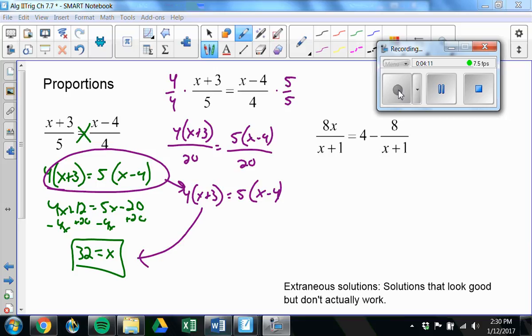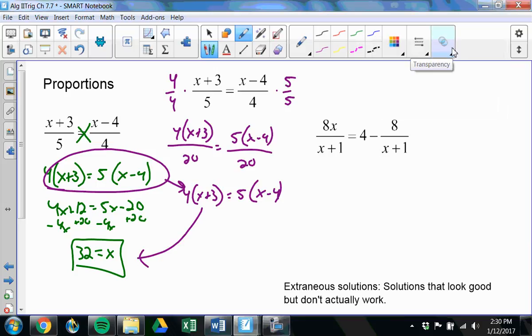Okay, this next one is going to have what we call an extraneous solution. An extraneous solution is a solution that, when you solve, comes out and looks good but doesn't actually work. It often happens if you have a quadratic or a square root when doing problems like this. And I think I pulled this problem straight from your book's examples, actually.